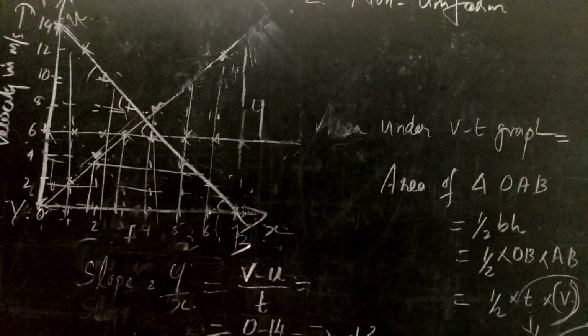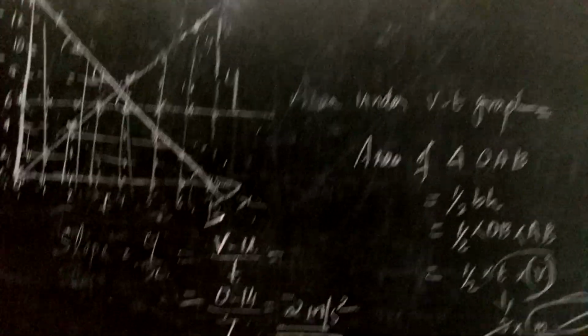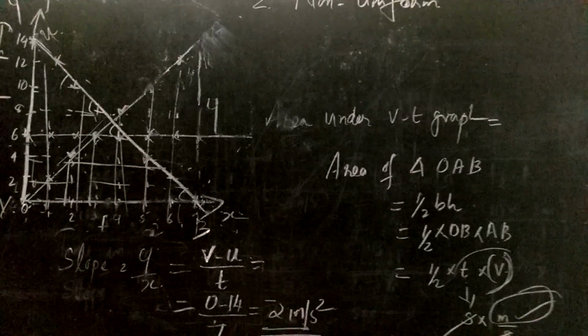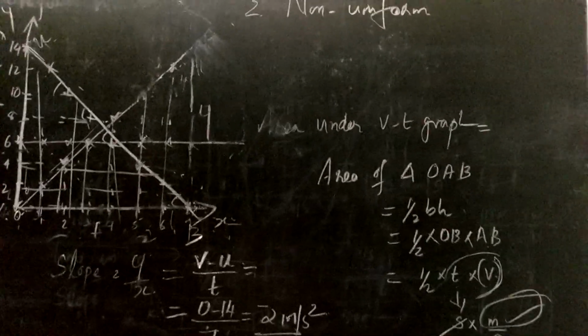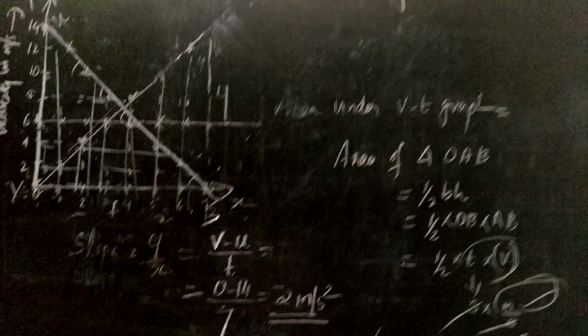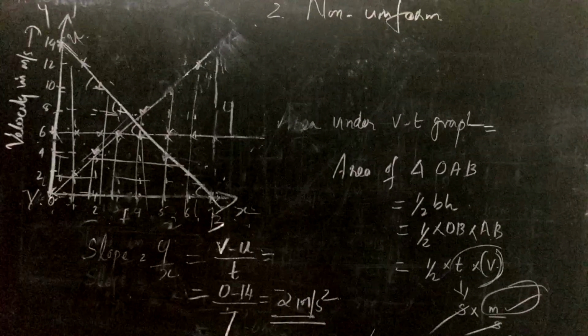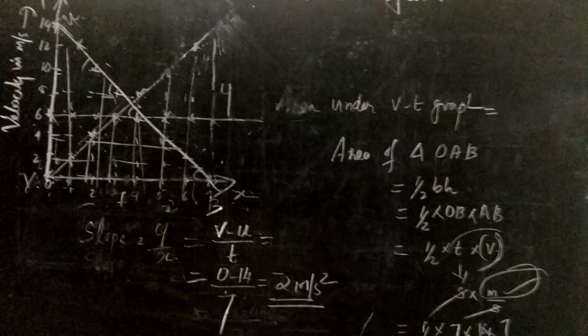First, the slope of the velocity time graph gives acceleration, and when you calculate the area under the velocity time graph, you will get the displacement of the object in a particular interval of time. Is that clear? So these are the importance of drawing the velocity time graph.